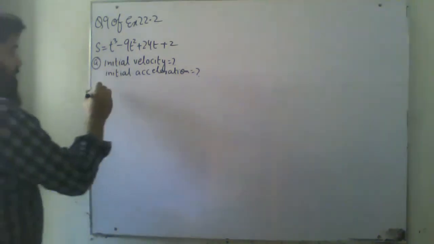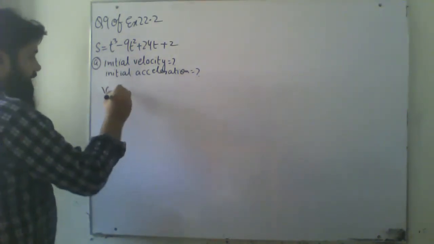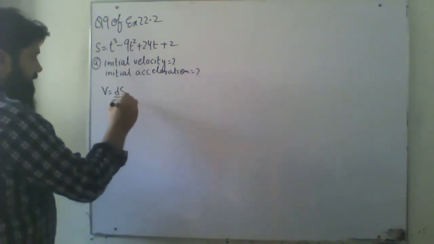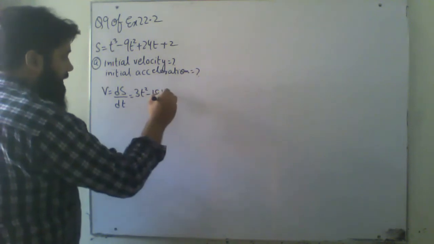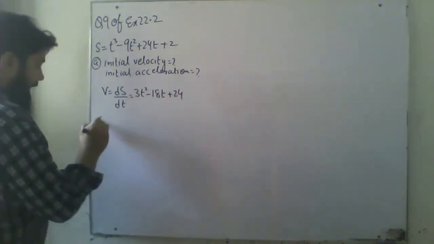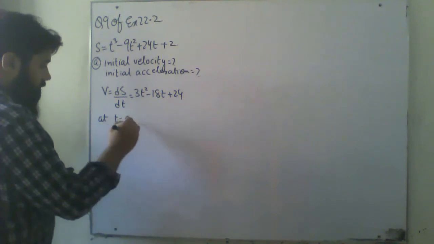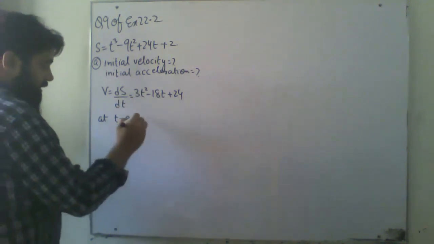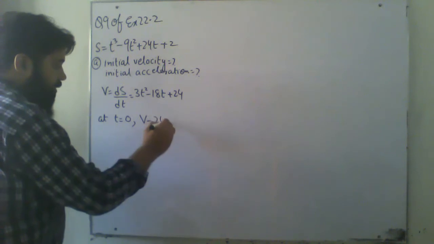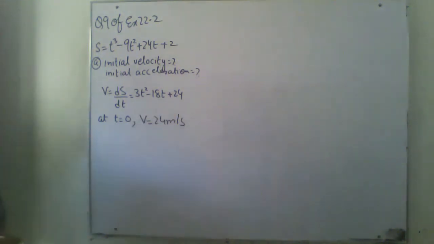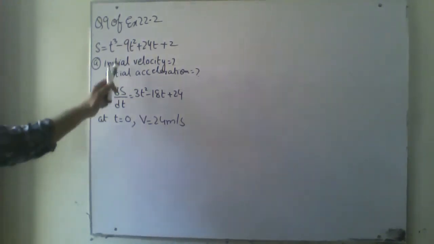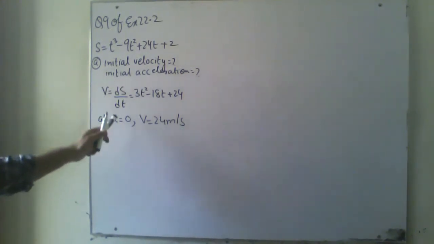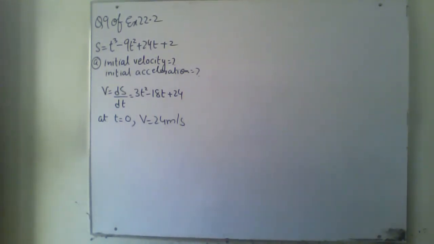Okay. So first of all, for velocity it will be the differential of displacement with respect to time. So this will become 3t square minus 18t plus 24. And at t equals to 0, I will put 0 over here and 0 over here, the velocity will be coming 24 meter per second. That's my first part. It was initial velocity, so I have put t equals to 0 over here.